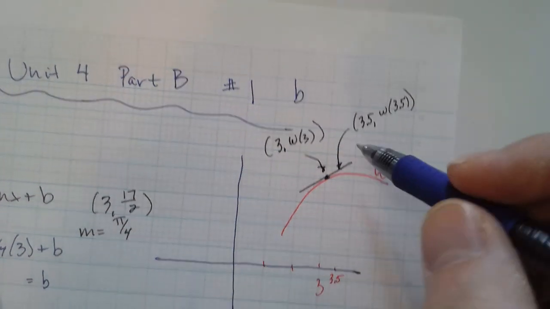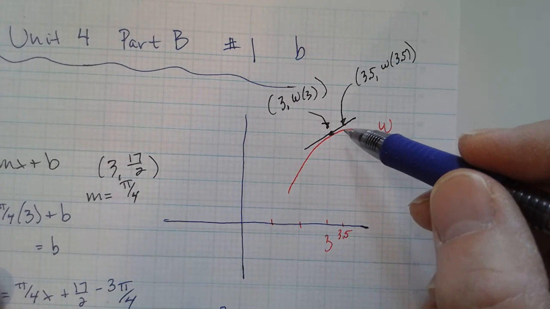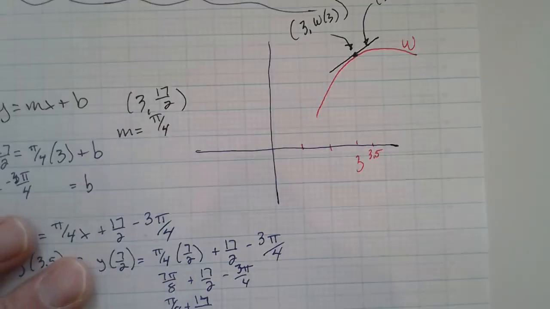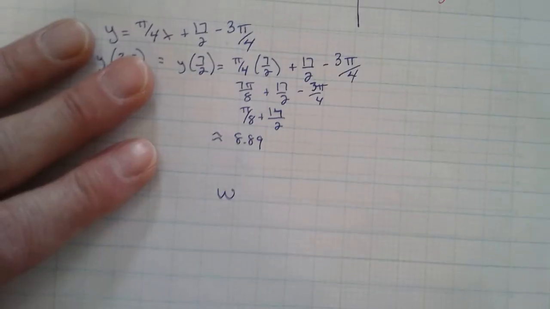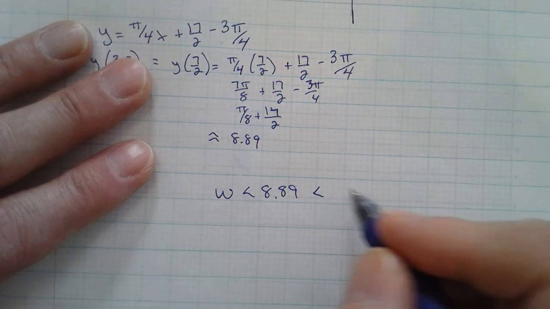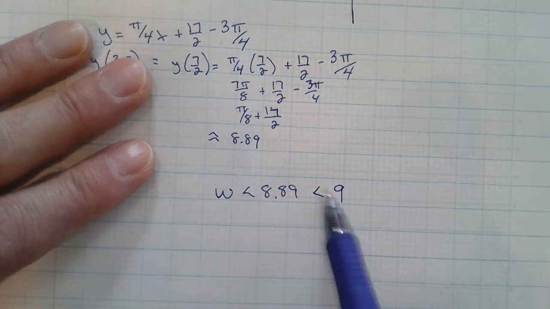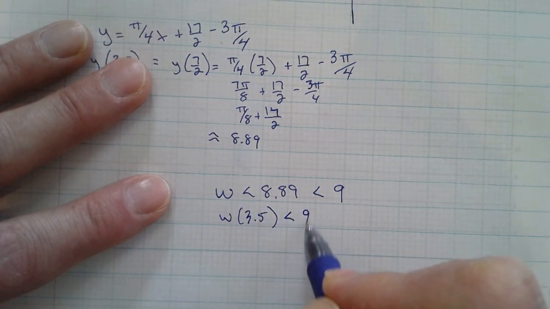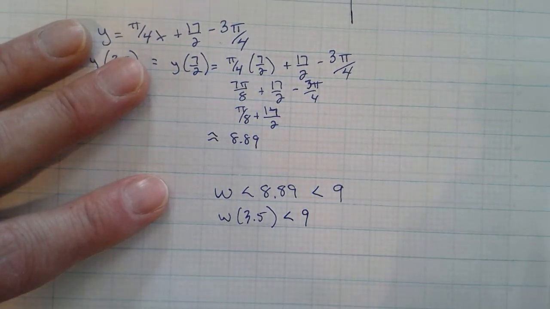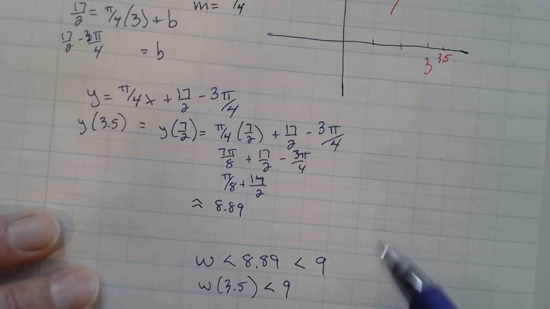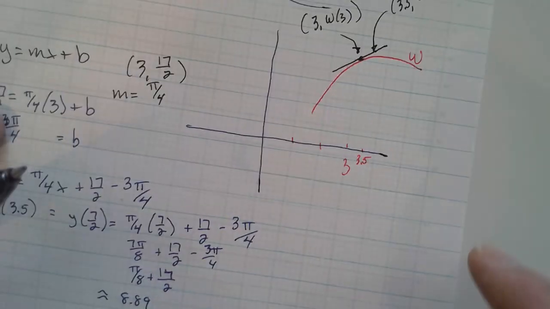So if that's 8.89, what do we know about W? Well, it's less than 8.89 because it's concave down. And if W is less than 8.89 and 8.89 is less than 9, through transitivity, we can definitely say that W of 3.5 is less than 9. It has to be. Okay, I understand the confusion. When they say 9, you're like, well, where did the 9 come from? They're just basically saying, how do we know that? And we can prove it using our math.